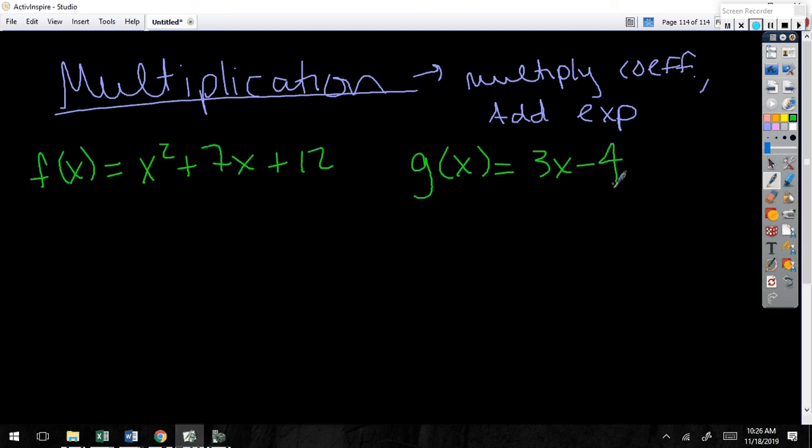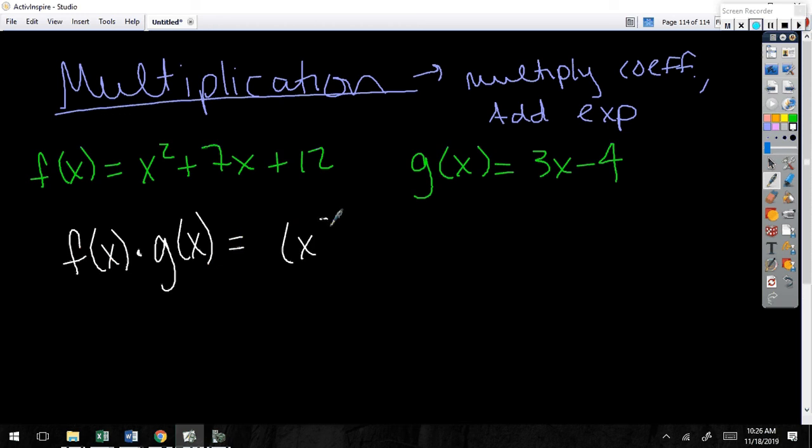Are there any domain restrictions on those two? No, there are not. Okay, so I'm good to go there. If I asked you to find f of x times g of x, what would you do? Distribute. Somebody said foil. It's like a foil. It's more than two pieces in this first one, but it's just a distribute problem. And this should be easy peasy for you, right?